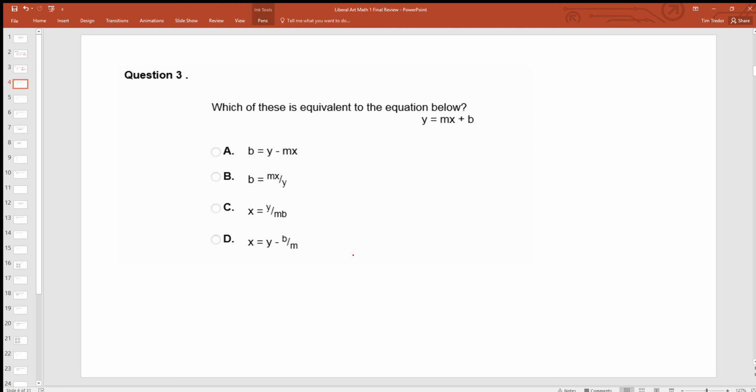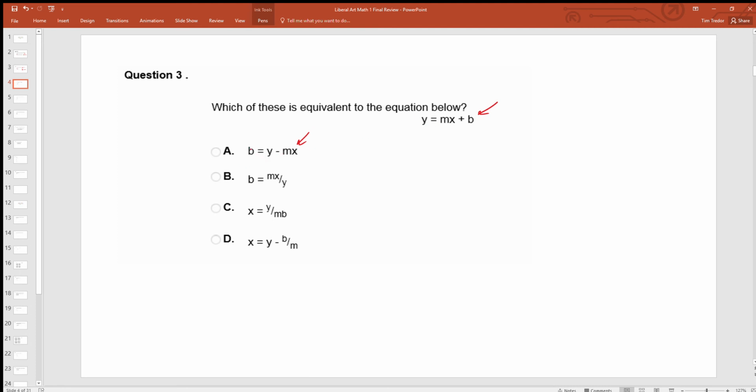Question 3 asks, which of these is equivalent to the equation below? We got y equals mx plus b for the equation. Since this is not a select all that's equivalent, it says which of these, so I'm looking for the first one. And so the way I would do the problem is I would try to make the original look like this one first. And if I get there, I select it and I'm done. I don't need to worry about any of the rest. So let's try to make this equation look like this one.